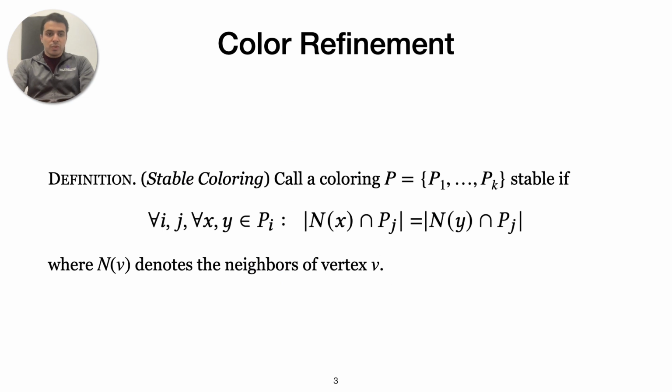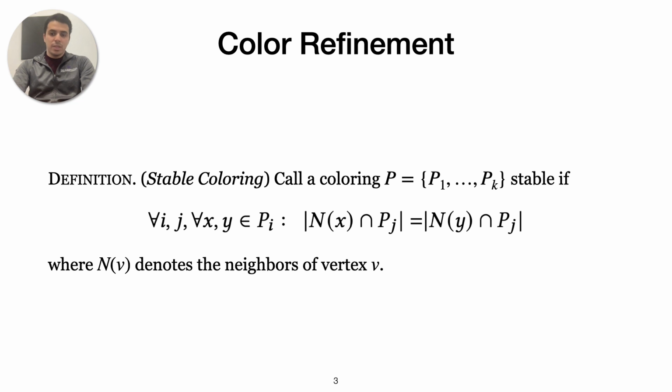If you'll permit me some formalism, let's define a stable coloring, P, right? The colors make a partition, so we call it P. We call it stable if for any two colors i and j, every two nodes in the first color have the same number of neighbors in the color j as each other. So two nodes in blue will always have the same number of red neighbors, for example, right?